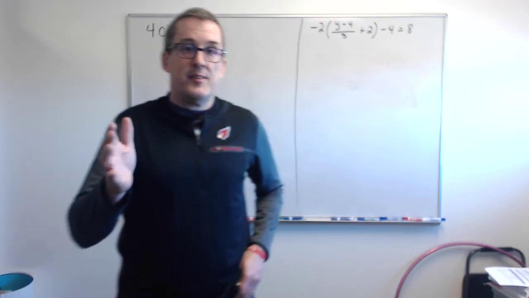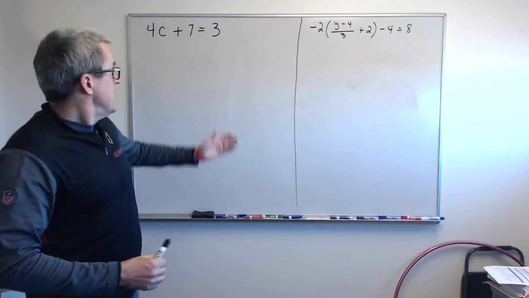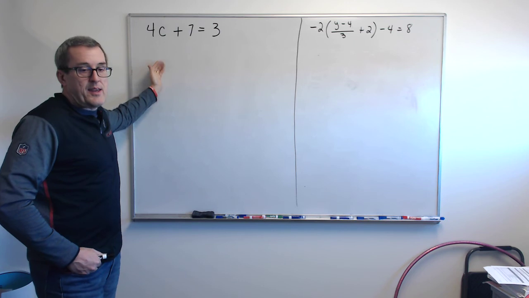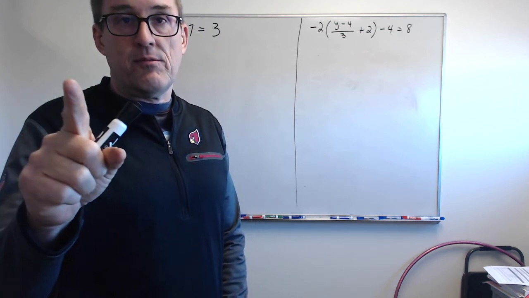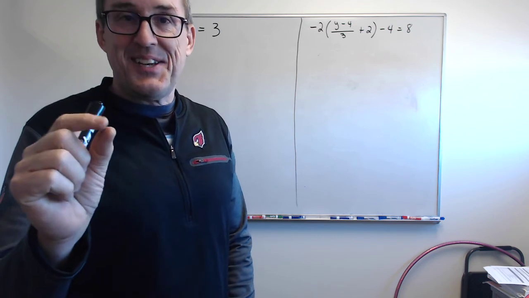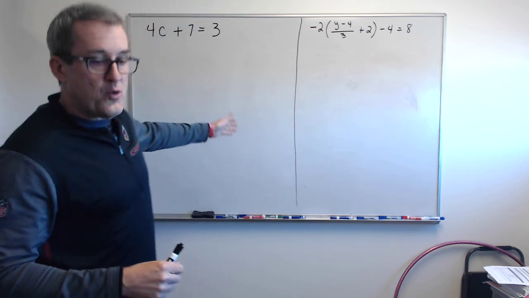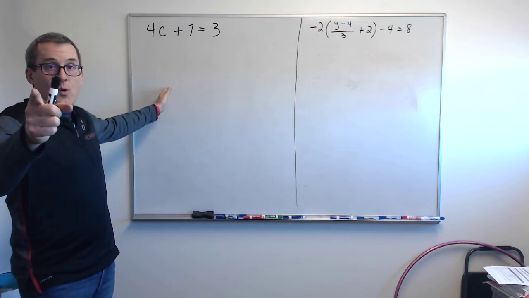All right, this video is designed to be an interactive video in this sense. Here on the left, you have an equation, 4c plus 7 equals 3. I encourage you now to hit pause, not right now, after I'm done. Hit pause and write the construction story for 4c plus 7 equals 3. Go.